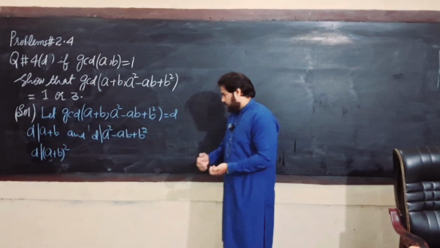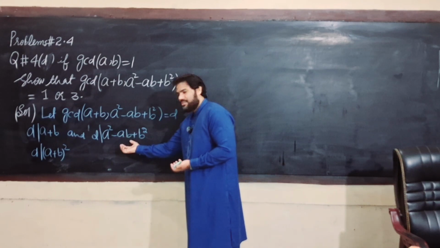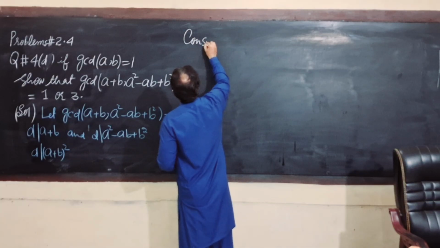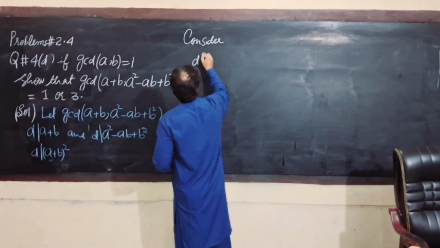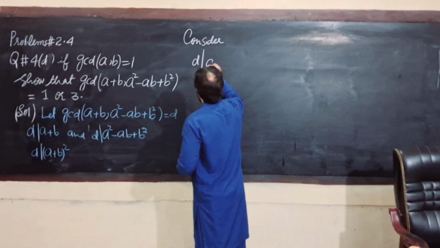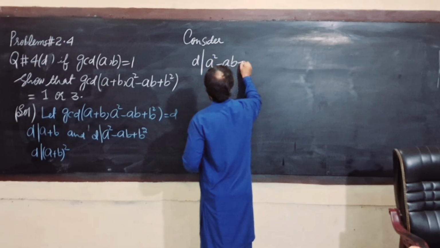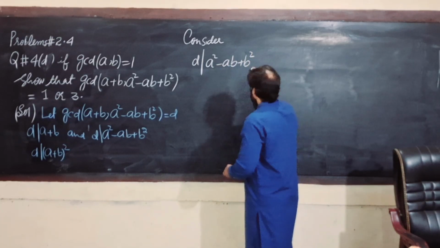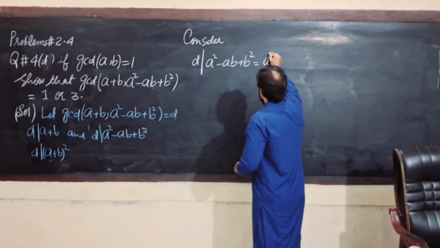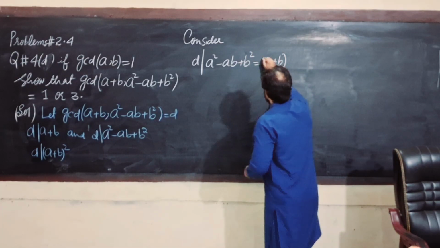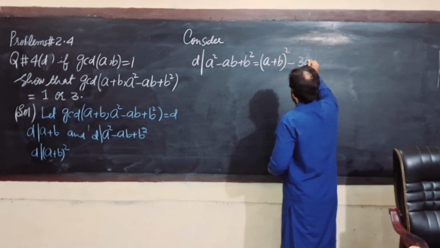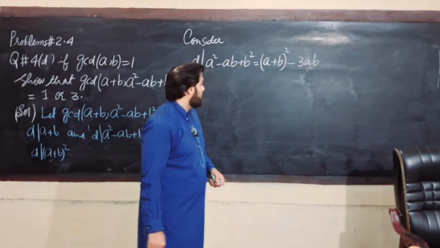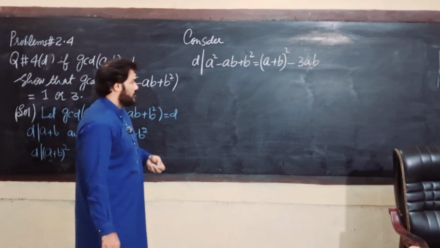Similarly, as we have done in the previous part, we will consider its second part. D divides A square minus AB plus B square. I want to complete the square of A and B, A plus B. This can be written as A plus B whole square minus 3AB, by adding and subtracting 2AB. We have D divides A plus B whole square minus 3AB.